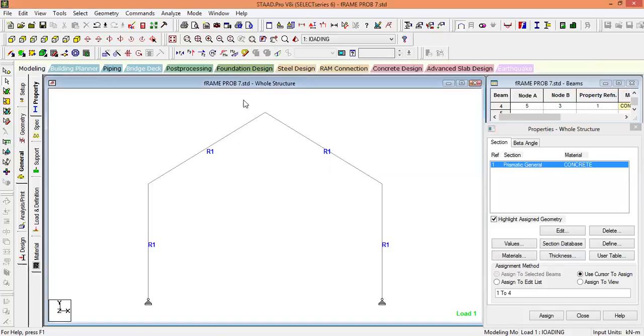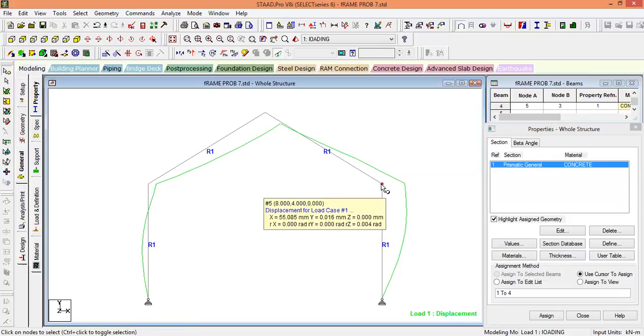You can first check the deflection diagram, how it looks. You just see. This is the deflection diagram. See, though you have a hinge support here, the lateral displacement is 55 mm. The X value is 55 mm here, the lateral displacement.